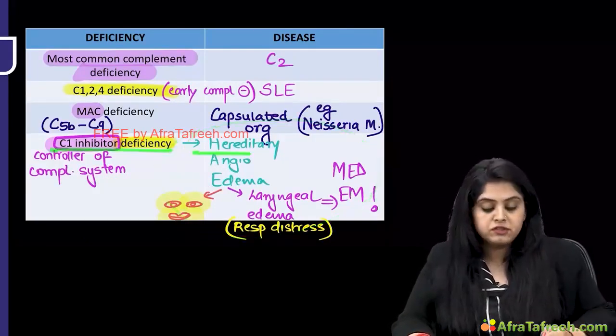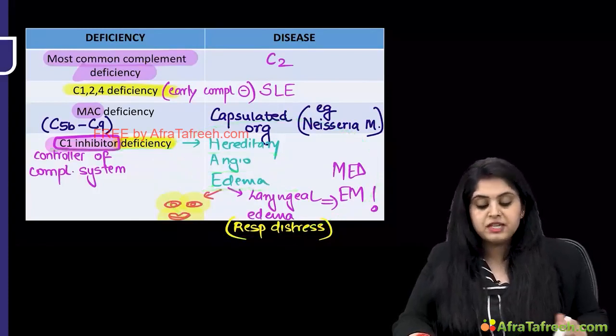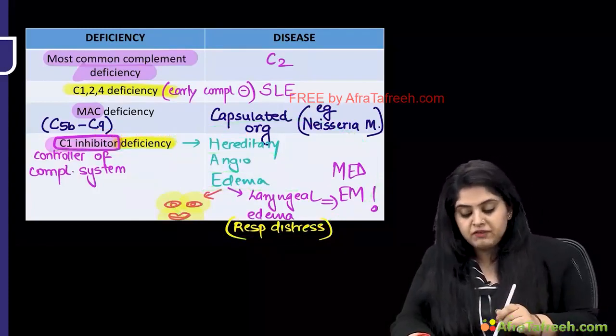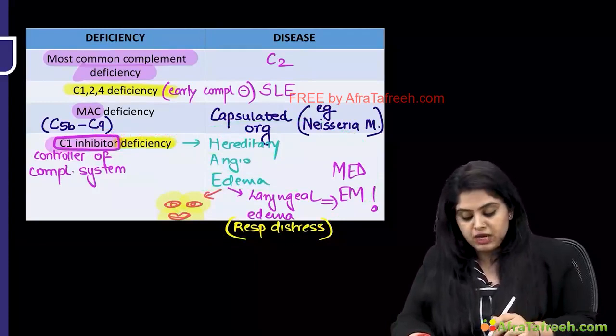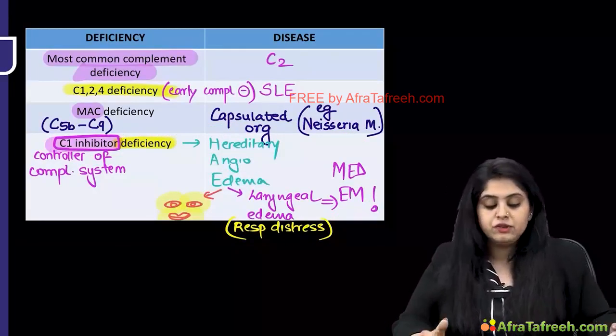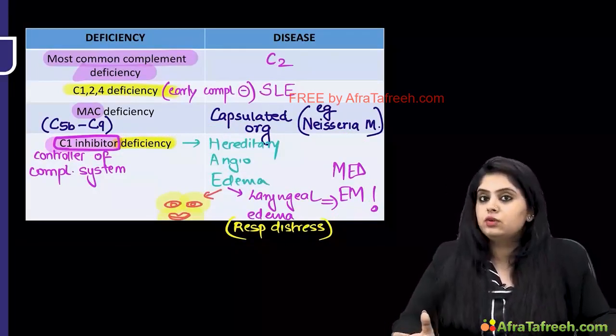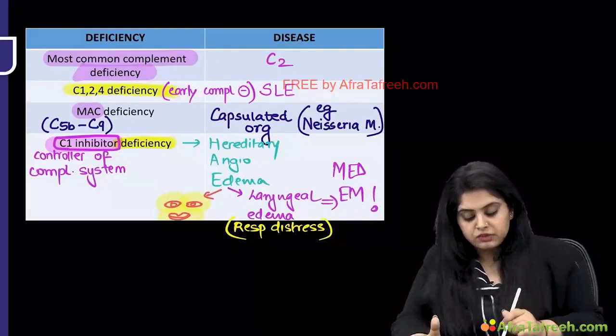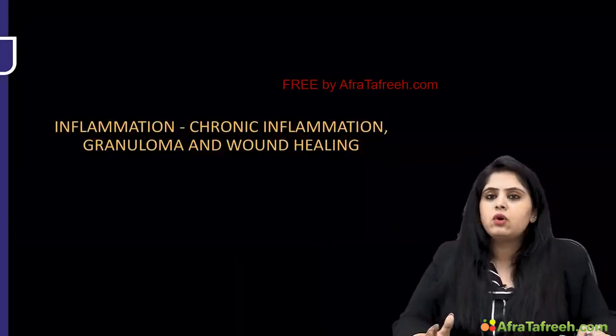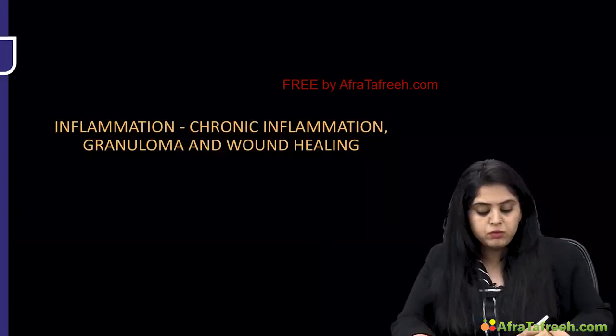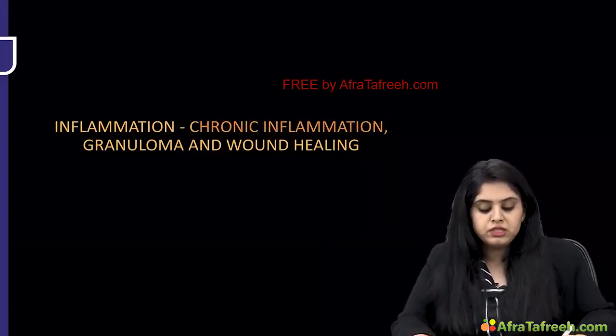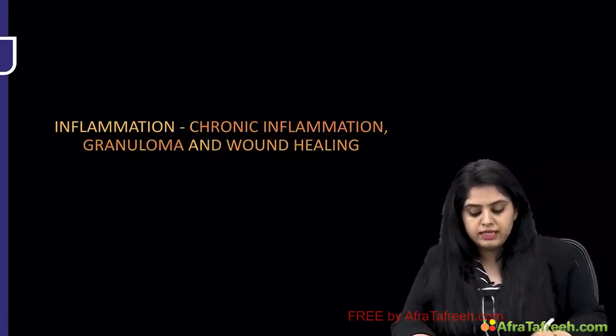C1 inhibitor deficiency, hereditary angioedema. Now tell me, I hope everyone is clear with all of this information regarding the complement system and you have studied all of this. No concern, no confusion, done with it, because now we can move on to the next topic. All the mediators are done. Now we are open to move on to chronic inflammation, granuloma and wound healing.